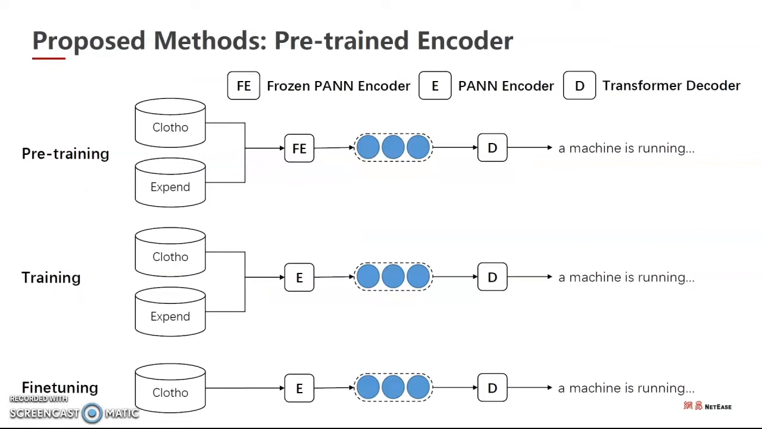This figure is the overview diagram of our proposed method. We use the CNN14 architecture in PANNs as our encoder and a 2-layer transformer as the decoder. In the pre-training stage, the parameters of the encoder are frozen and we only train the decoder. In the training stage, the encoder parameters are unfrozen and trained together with the decoder. In the first 2 stages, we use all data to train the model. In the fine-tuning stage, we only use the closed dataset to fine-tune the model.